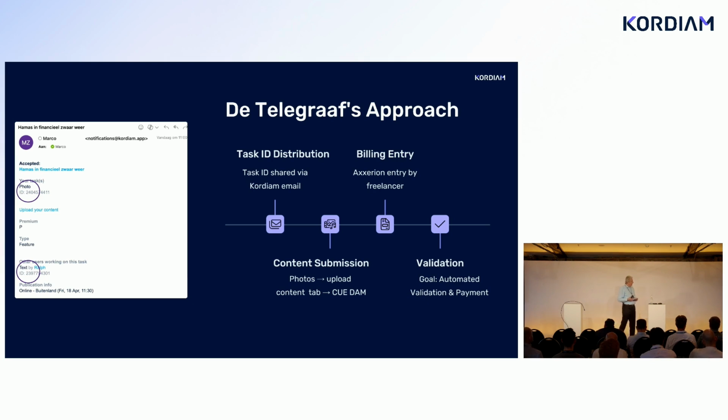How does it work? The editorial team creates a task for a photographer, assigns a freelancer to that task, and the freelancer receives a notification email from Kordiam with the ID. Then he does his job, and at the end of the job, he says, okay, my job is done. He grabs that ID and puts it manually into that fee system that he has access to.